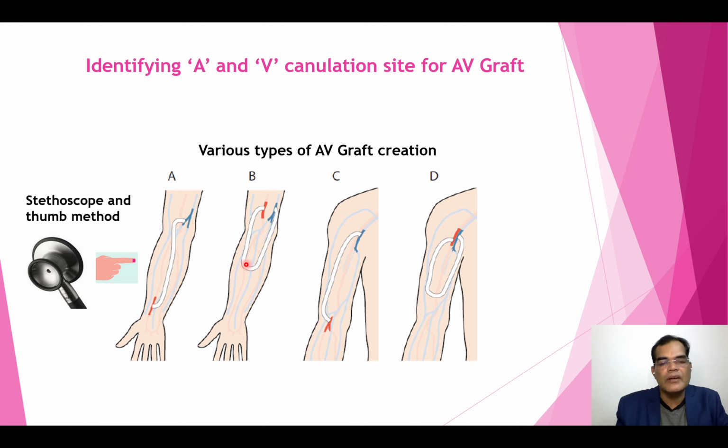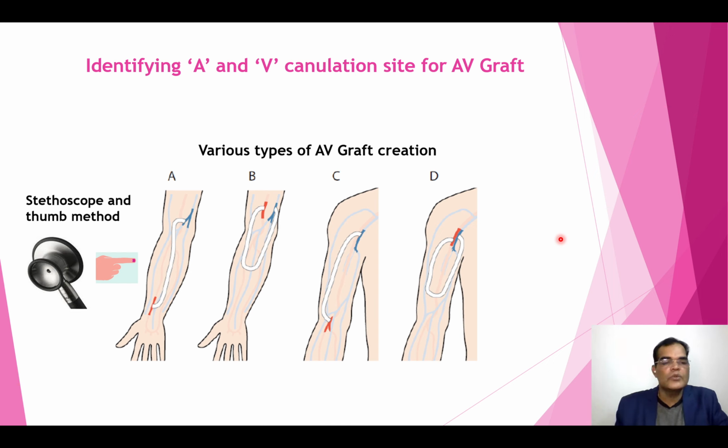Same over here. You can apply your medium pressure over here and auscultate here. You will get greater bruit here and lesser here. So this needle can be an A and this can be a V needle. So same is the case in both these constructions of AV graft. So this is a very simple method. This can be done on the bedside. You need not do any equipment.